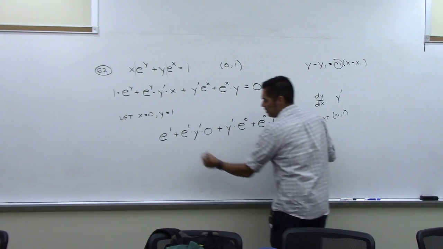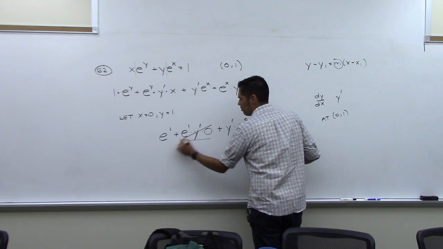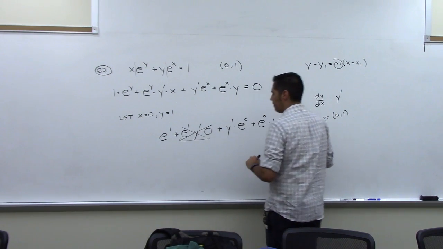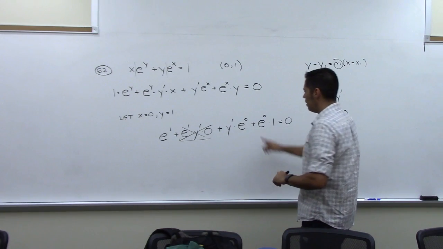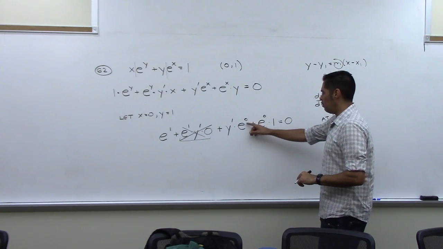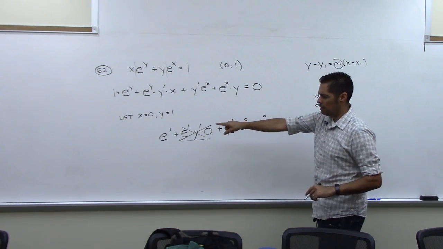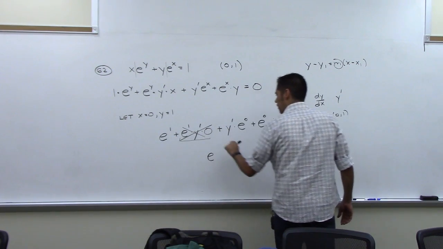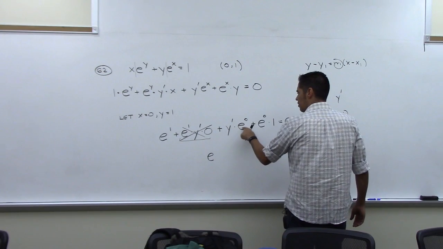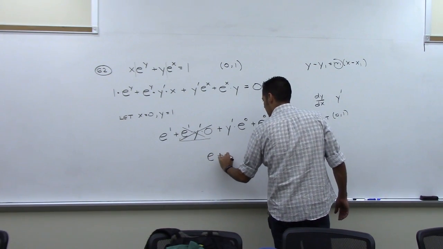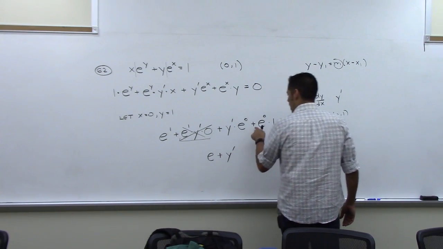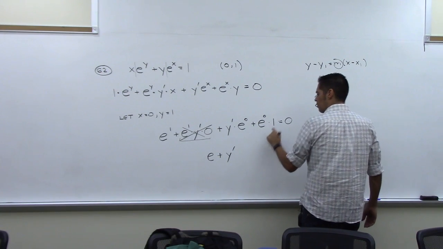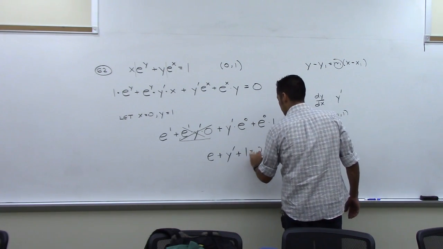So notice on this right here, this whole thing goes away because that's 0 times all that. And e to the 0 is 1. So that's a 1, that's a 1. We have e to the first power over there. So e to the first power is just e. E to 0 is 1. This is 1 times y prime. That's just going to be y prime. And then e to the 0 is 1. 1 times 1 is 1. So plus 1 equals 0.